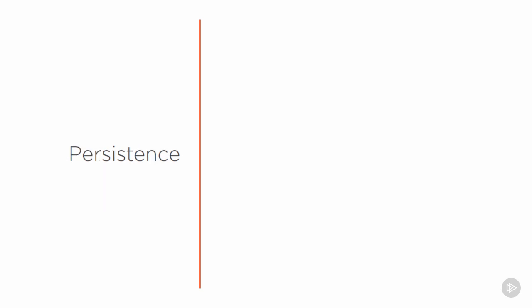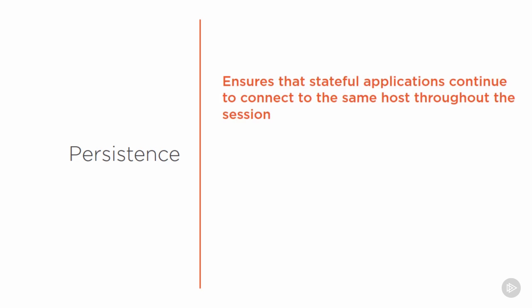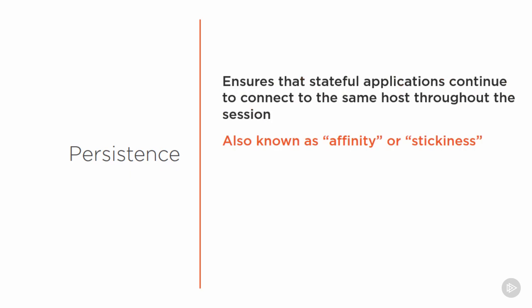Load balancers have a concept of persistence. Persistence is important for stateful applications because it ensures that the application traffic continues to connect to the same host throughout the entire session. This is sometimes also known as affinity or stickiness. You might have seen the concept of a sticky session. The persistence is often based on the source IP address. So the load balancer will say that connections coming from one particular IP address must be the same client, and so it will continue to send all the traffic from that one IP address to one particular member of the pool.